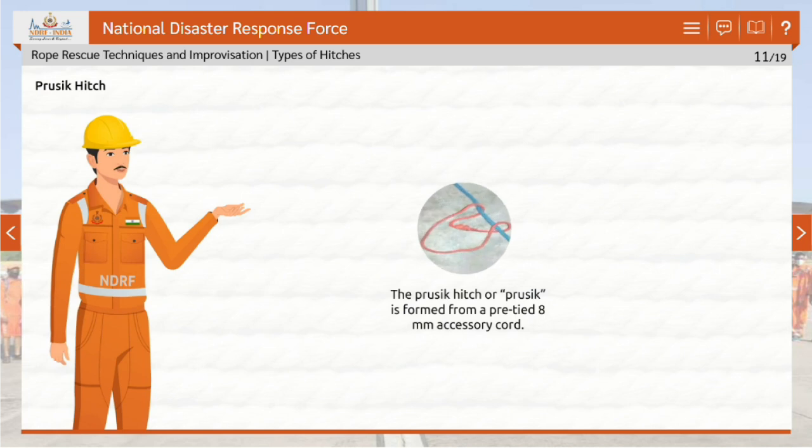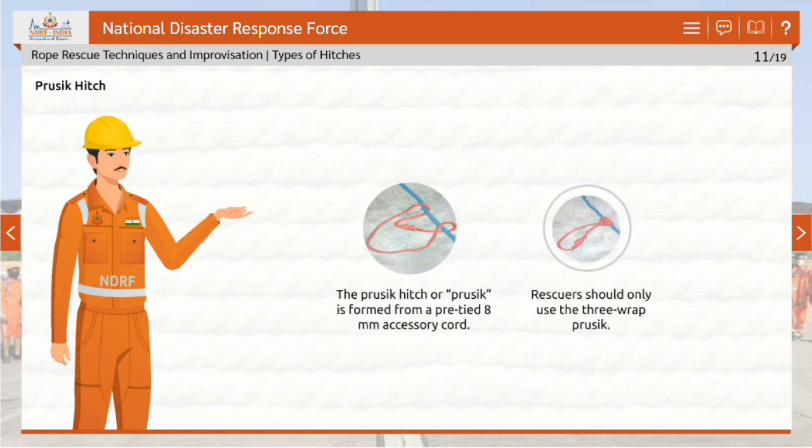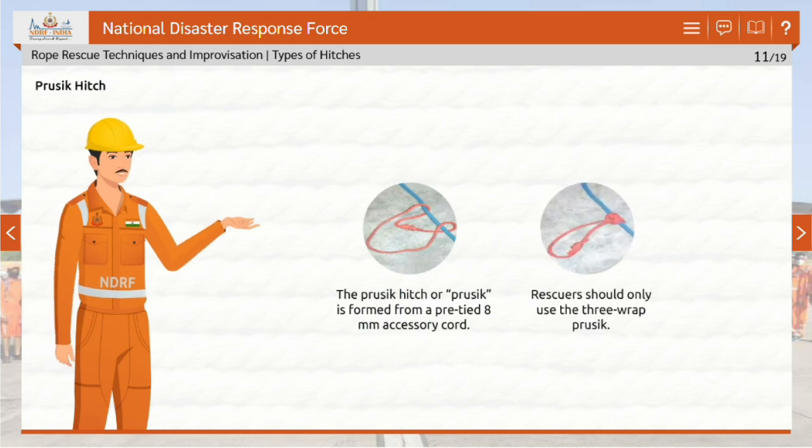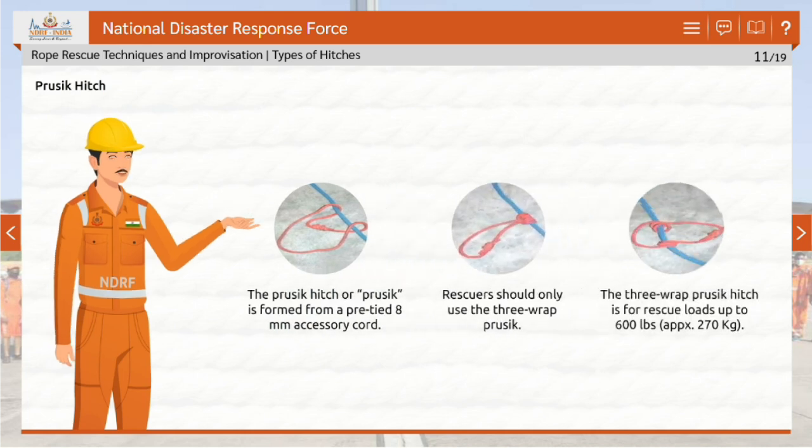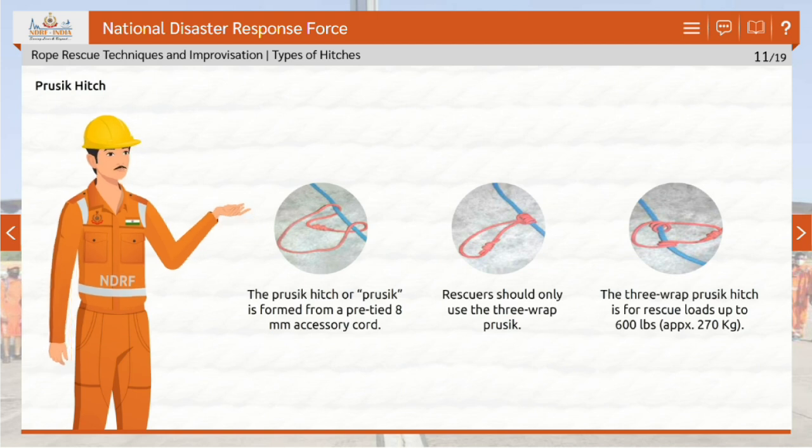The prusik hitch or prusik is formed from a pre-tied 8 mm accessory cord. Rescuers should only use the 3-wrap prusik. The 3-wrap prusik hitch is for rescue loads up to 600 pounds approximately, 270 kilograms.